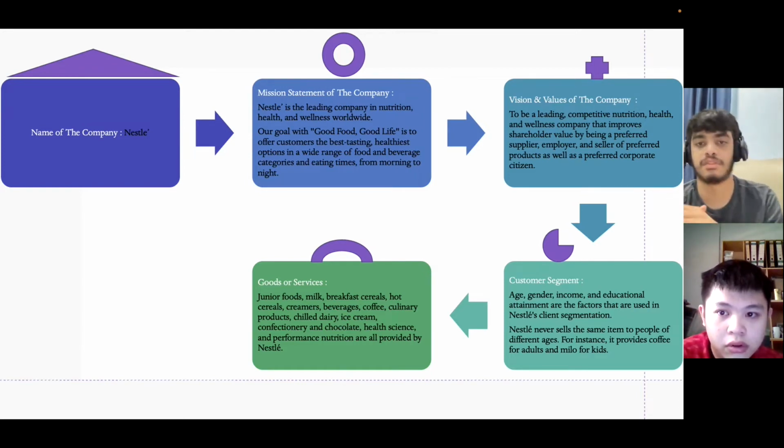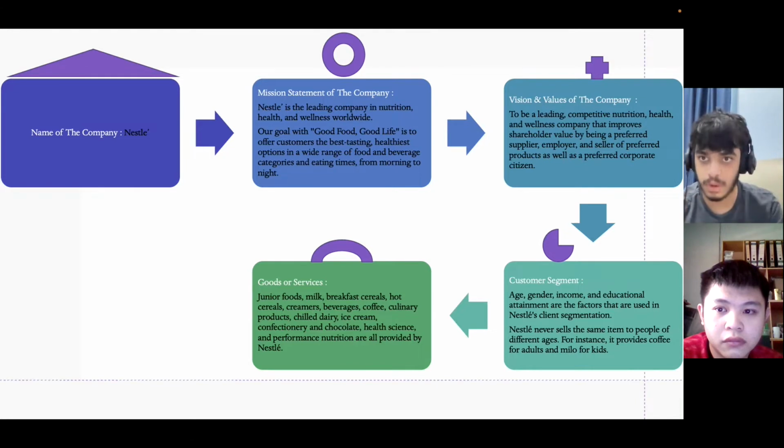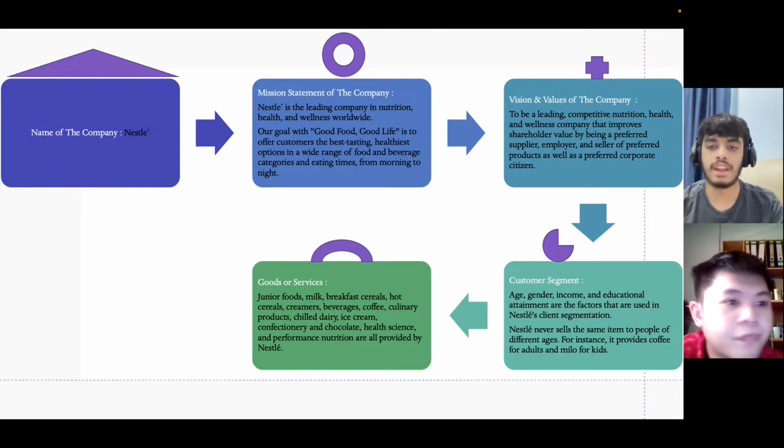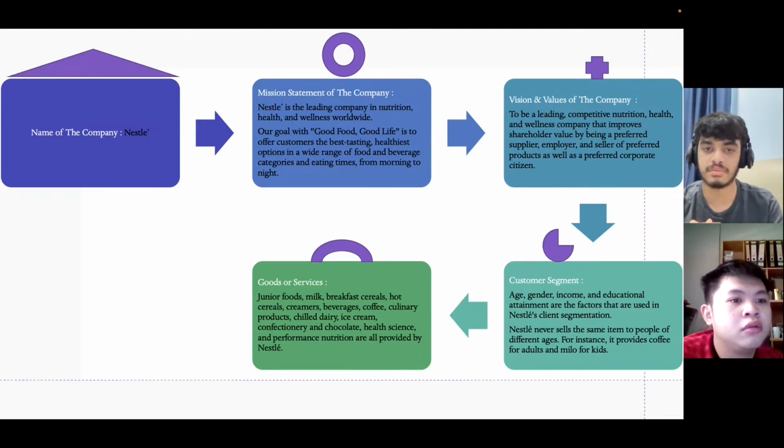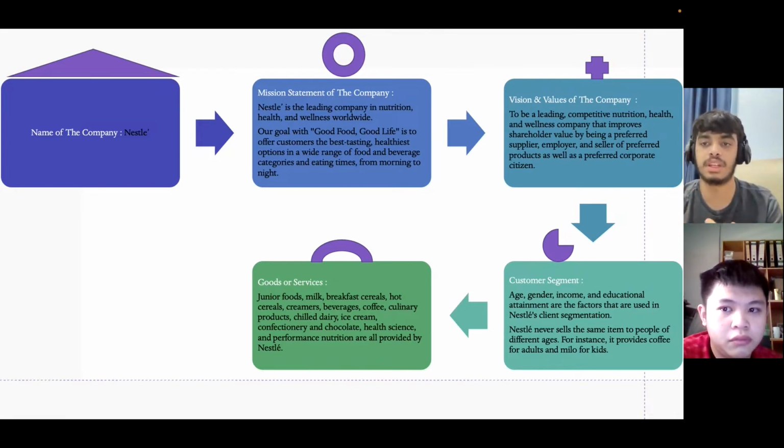Regarding the mission statement, Nestle is the leading company in nutrition, health and wellness worldwide. Our goal with good food, good life is to offer customers the best tasting and healthiest options within a wide range of food and beverage categories and eating times from morning to night. Our vision and values are to be a leading competitive nutrition, health and wellness company that improves shareholder value by being a preferred supplier, employer, and seller of preferred products as well as a preferred corporate citizen.